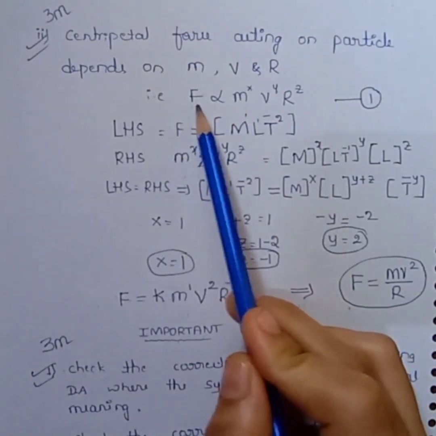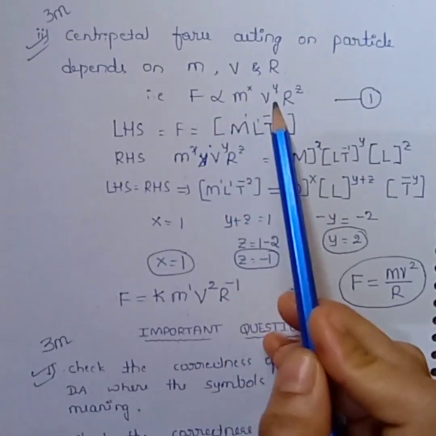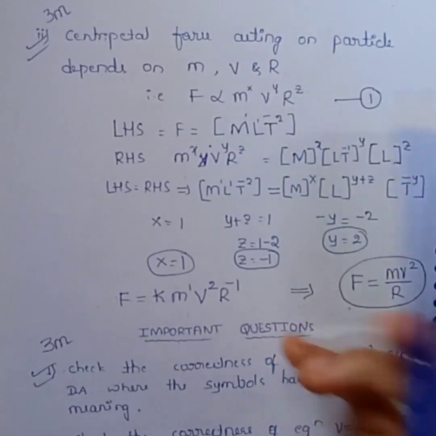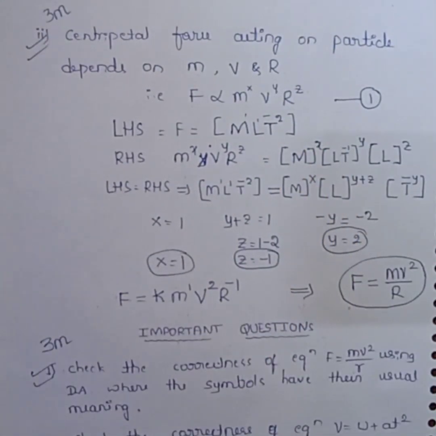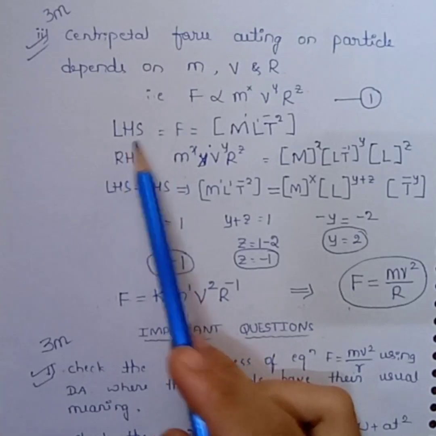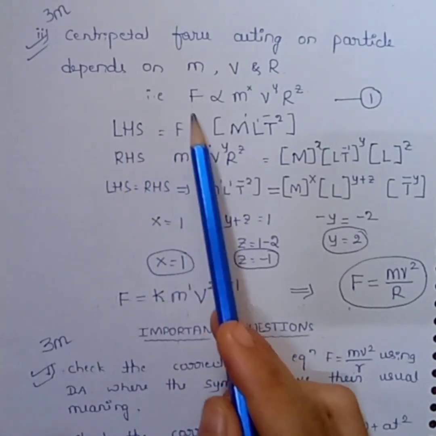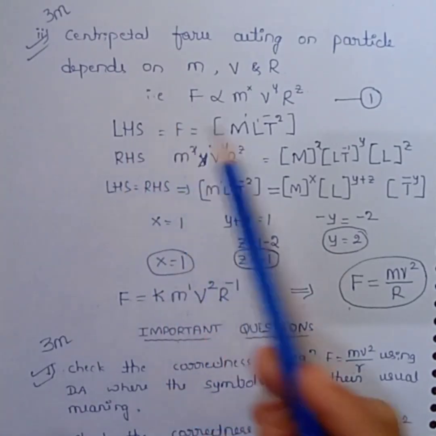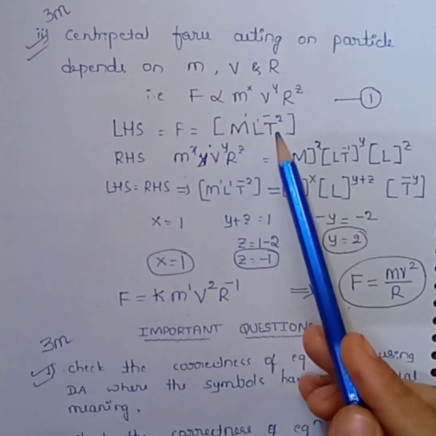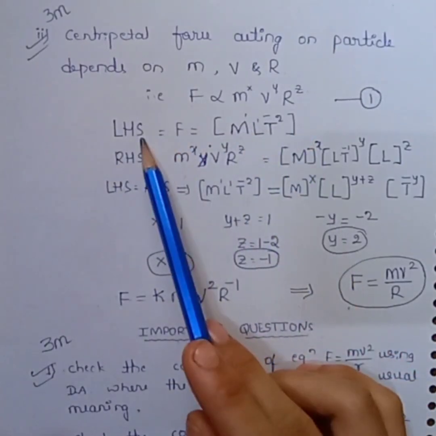Means centripetal force is directly proportional to the mass, velocity and radius of the object. So LHS equals force. We know the dimensional formula for force is M^1 L^1 T^-2. That one is the LHS part.